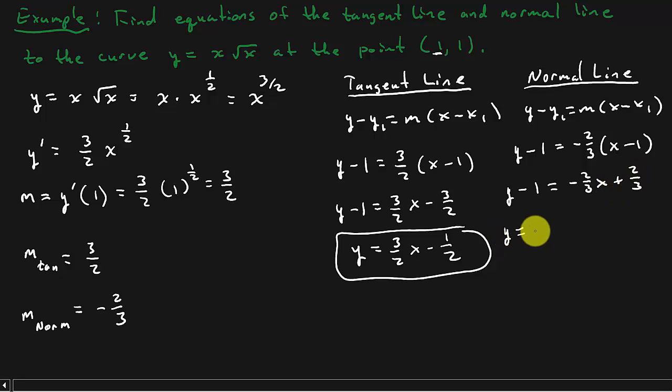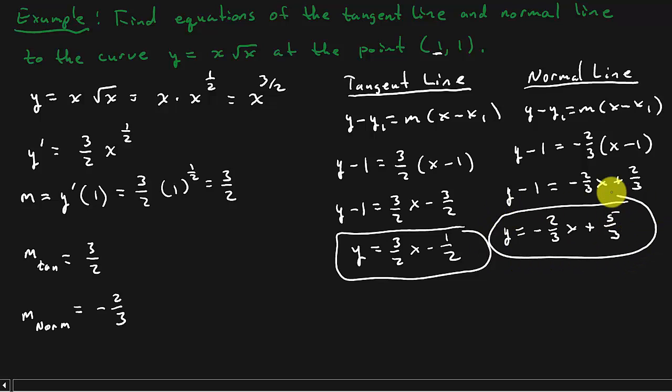And then I add 1 to both sides. That's -2/3 x, and that's going to be, what is that? Is that 5/3? I believe that's it. And there's the equation of your normal line. Remember, slopes are negative reciprocals of each other. The slope is the number in front of x. So there are your equations, tangent line and normal line.